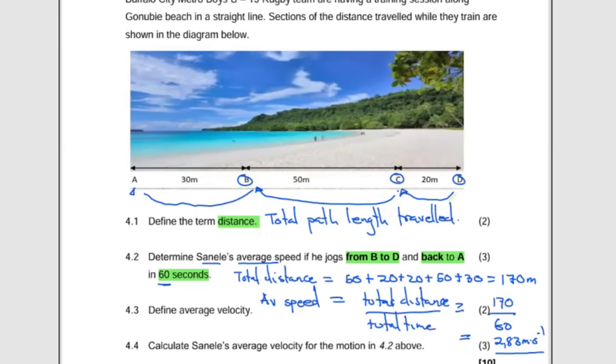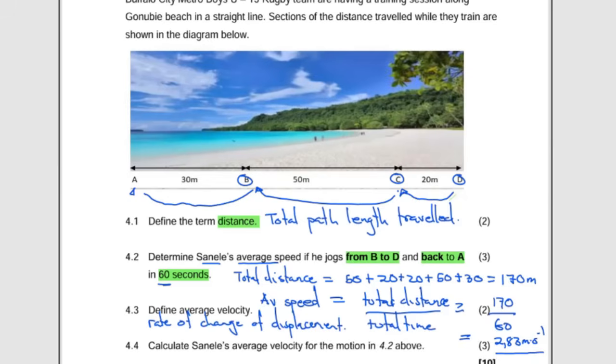Then after that, I'm asked to find the term velocity. So how do we define velocity? Velocity is defined as the rate of change of displacement. So we define velocity as the rate of change of displacement. Okay, so that's how we define our velocity.